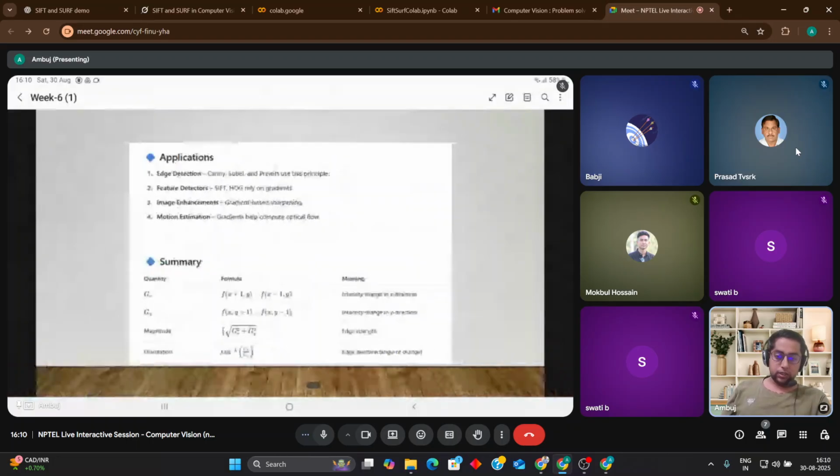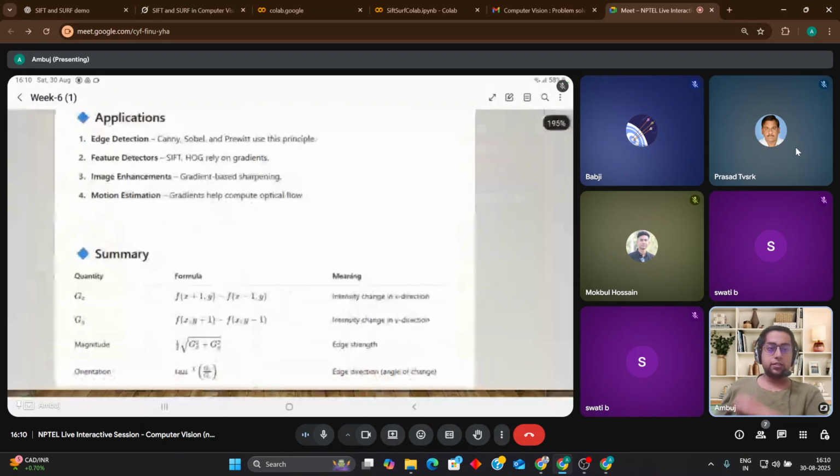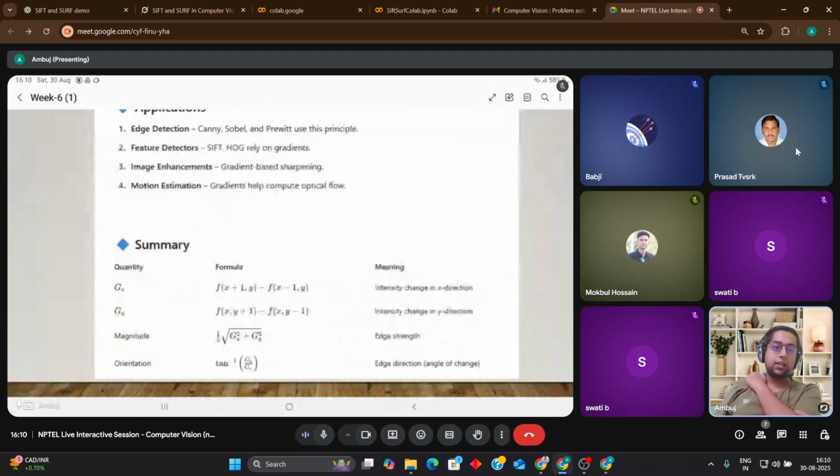Applications are there in edge detection as a feature detector, in image enhancement, in motion estimation and path tracking, and key point detection. These are very important aspects which are nowadays gaining a lot of insight in practical applications of computer vision. So this is the summary: gx, gy, then magnitude, orientation, everything we have just seen.